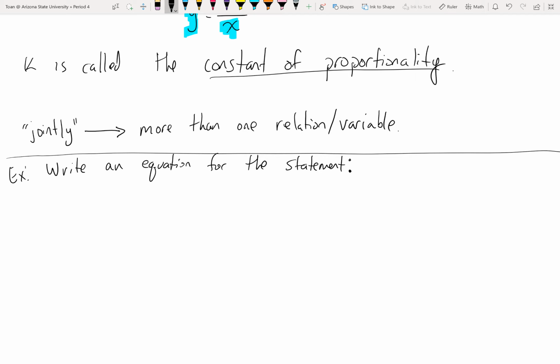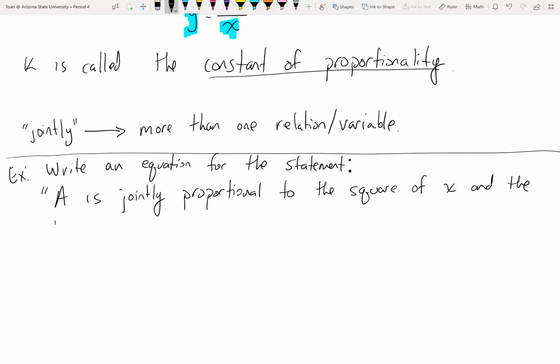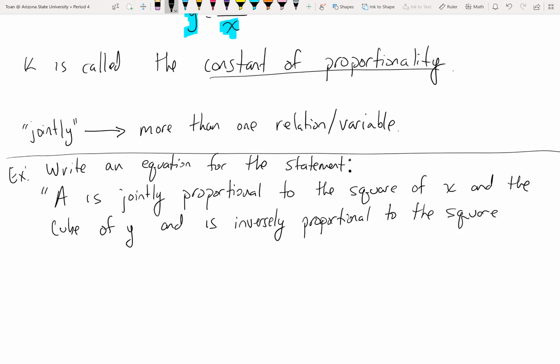So let's say, here's the statement. The letter A is jointly proportional to the square of x and the cube of y and is inversely proportional to the square root of z.